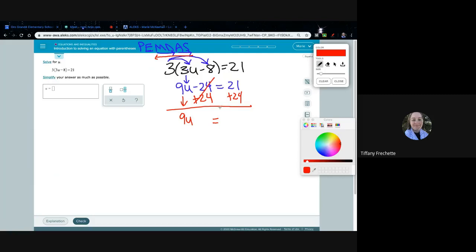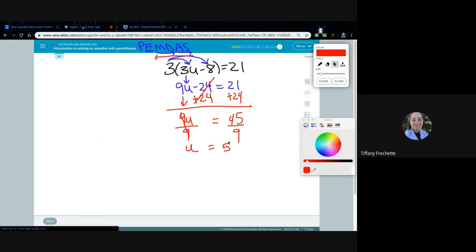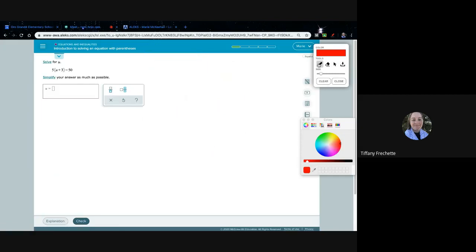So now we bring down our equal sign, and we have 21 plus 24. So we get 45. Our last step is to undo this multiplication. So we divide on both sides. 9 divided by 9 is u, and that equals 45 divided by 9 is 5. All right, so let's type that in, check, and we're good to go. So next, clear.